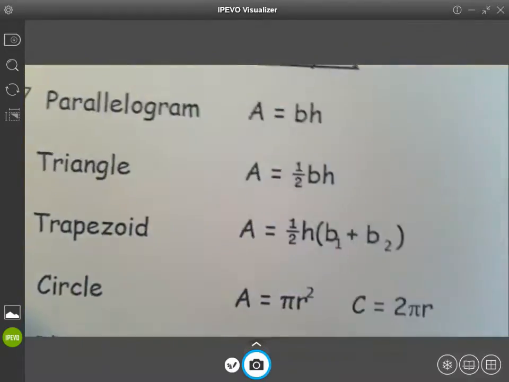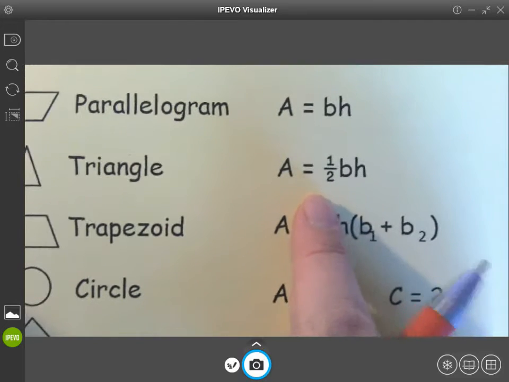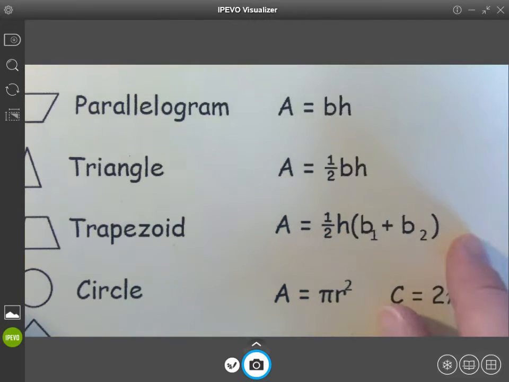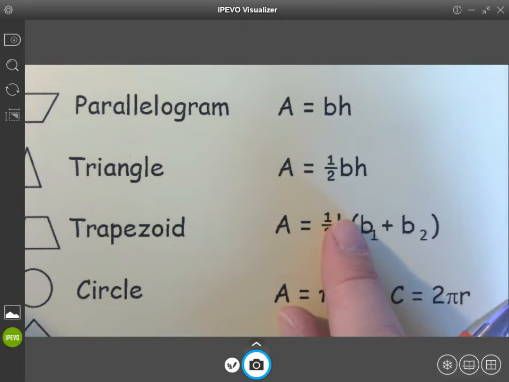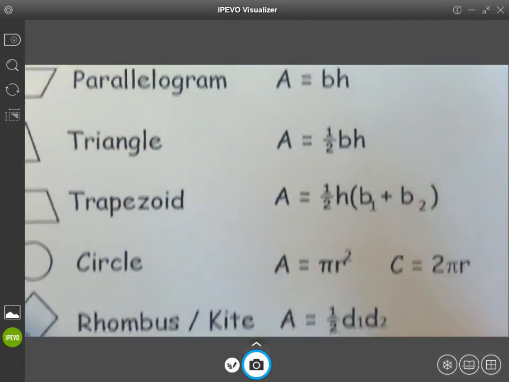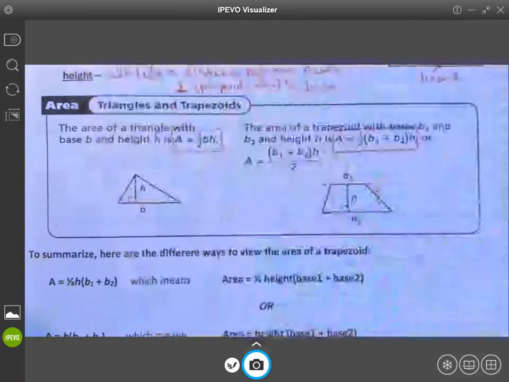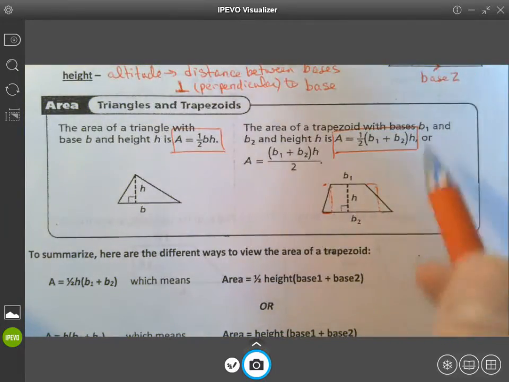Formulas on here. Here's your parallelogram formula, your triangle formula. They have the H up front. Doesn't matter where it is, but it's the idea that you're taking half the two bases together. Area of a circle, circumference of a circle, and then we have rhombus and kite. So we'll come back to these things, but I want to make sure you have these formulas.